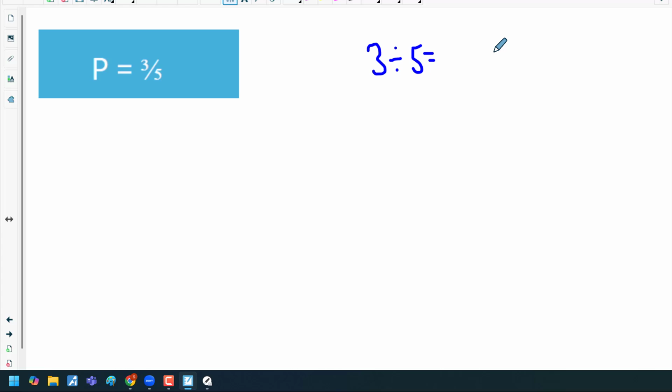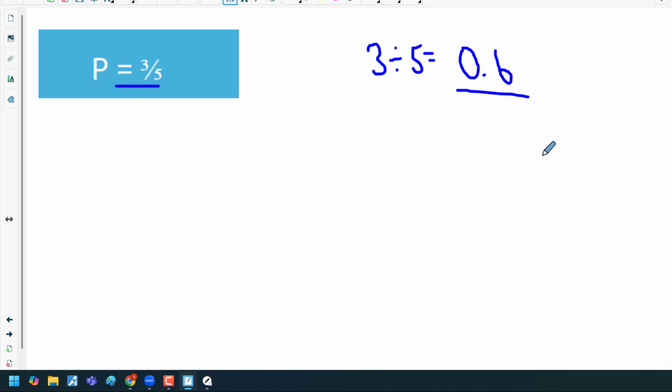What do you get? If you have a phone, use your phone calculator, I guess. 3 divided by 5. Yeah, thank you. 0.6. Boom. So there you go. That's how easy it was to convert it into a decimal. You just use a calculator. Now, this is a fraction, this is a decimal.